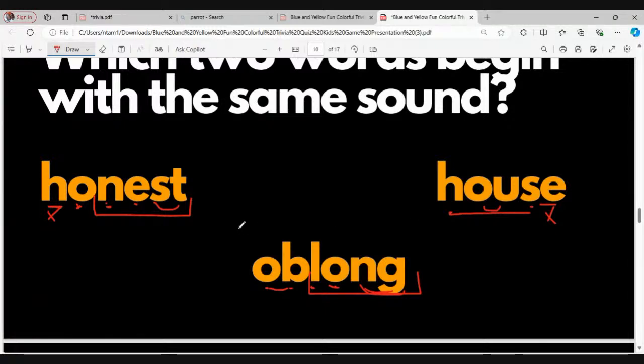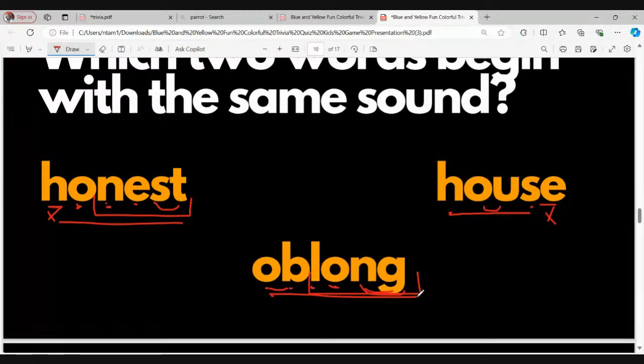So now let's call all the words and let's see which two begin with the same sound. Our first word, honest. Remember, the H is silent, honest. That means when you're true or when you are telling the truth. Our next word, oblong, and that is a rectangular shape, or it can be a flat figure that has unequal sides, those sides that are near to each other.